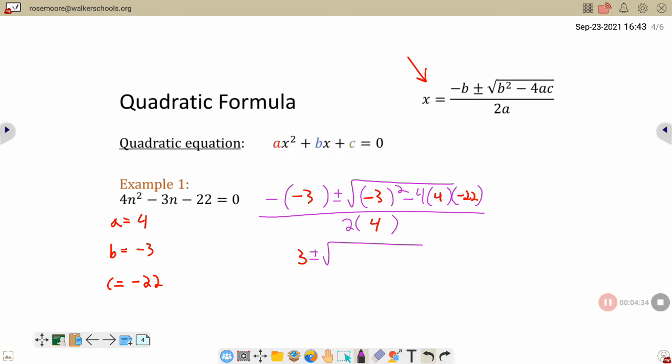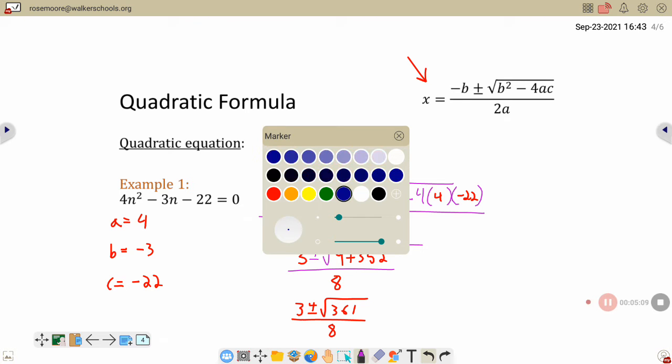Negative 3 squared is 9. And then I've got to do my math for it. Negative 4 times 4 times negative 22, which is plus 352, all over 8. So when I'm done, I get 3 plus or minus the square root of 361, over 8. This is where the problem is going to become different than yesterday.